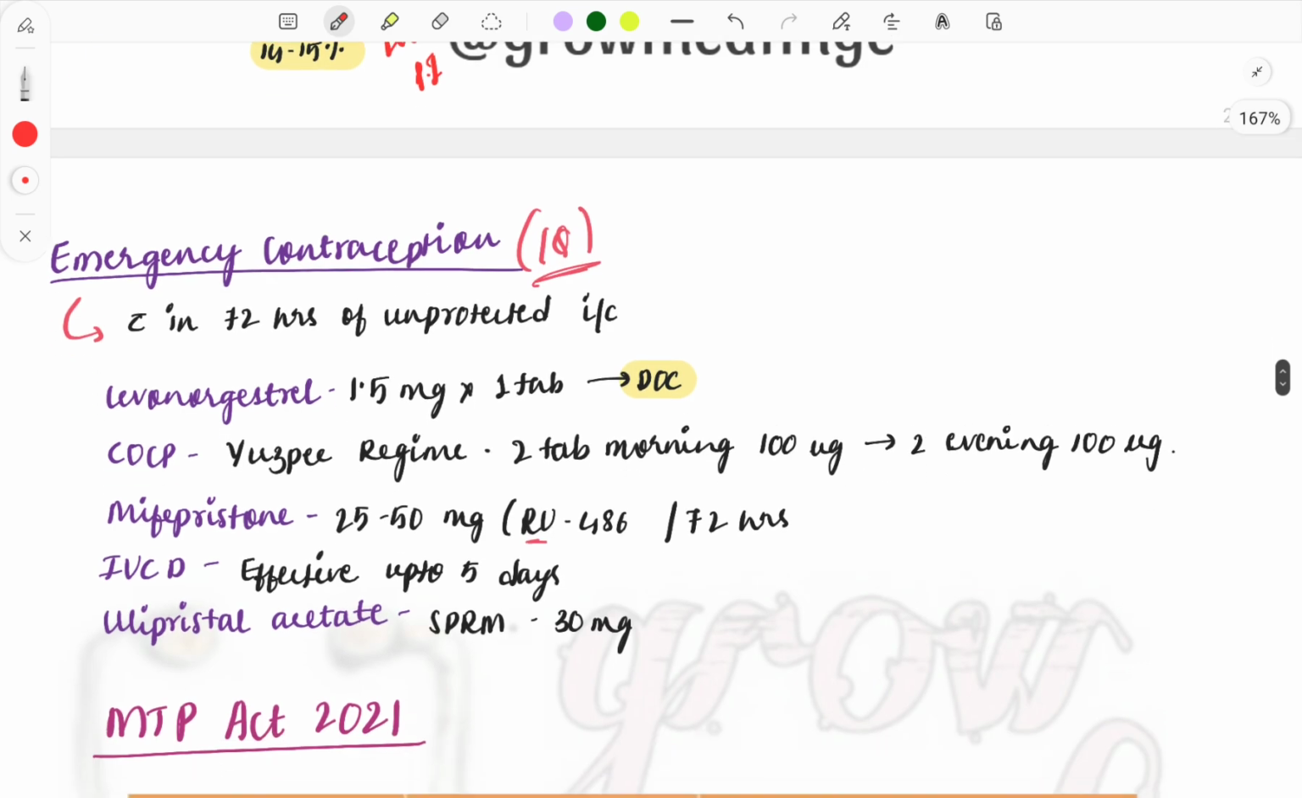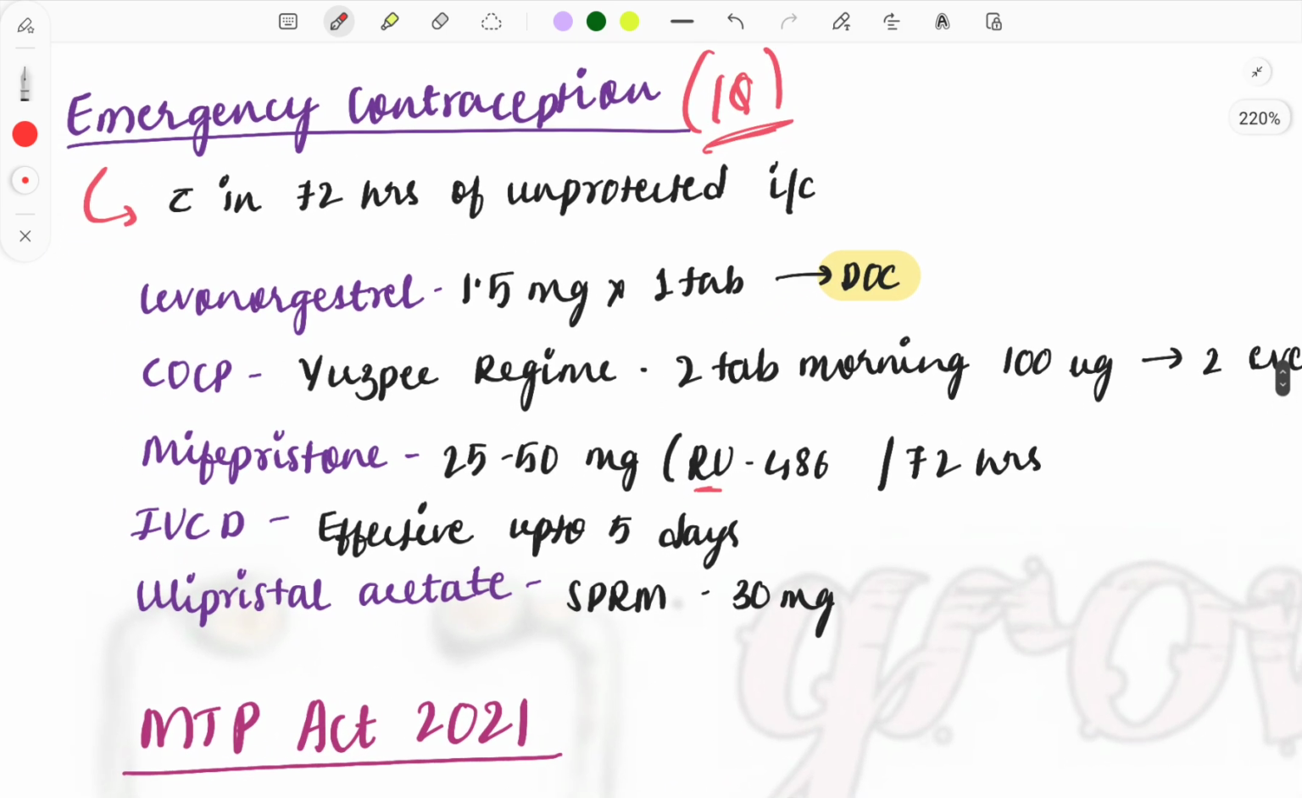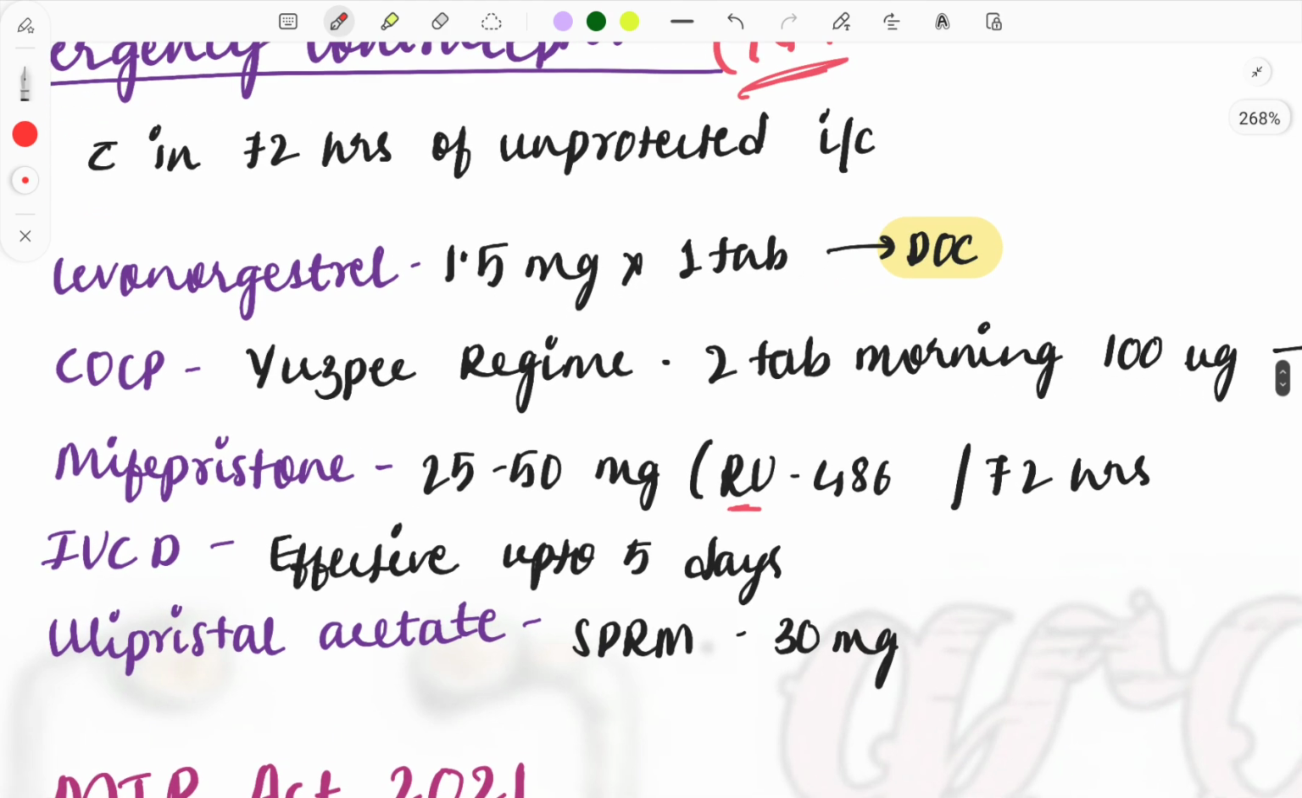Then the emergency contraception. So we will be providing the contraception within 72 hours of unprotected intercourse, and these are the various methods available. Levonorgestrel, which is a progesterone, is the drug of choice. This is the dose of the tablet.